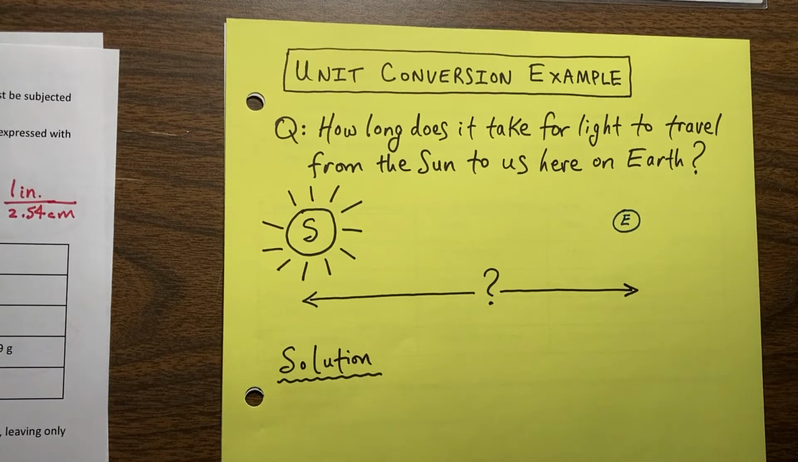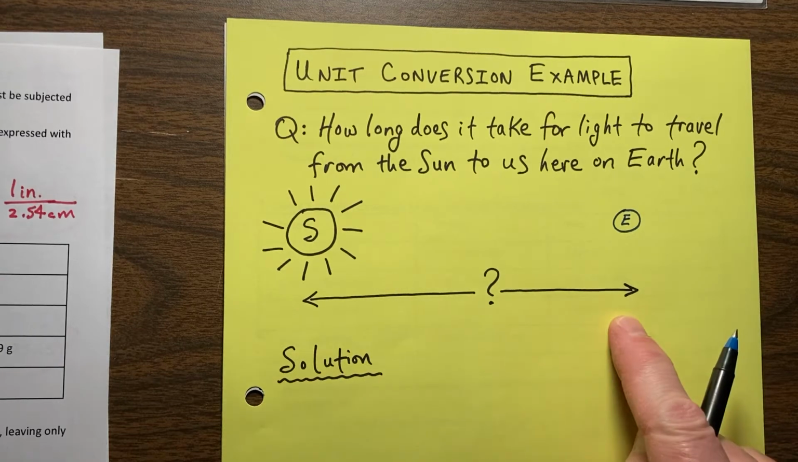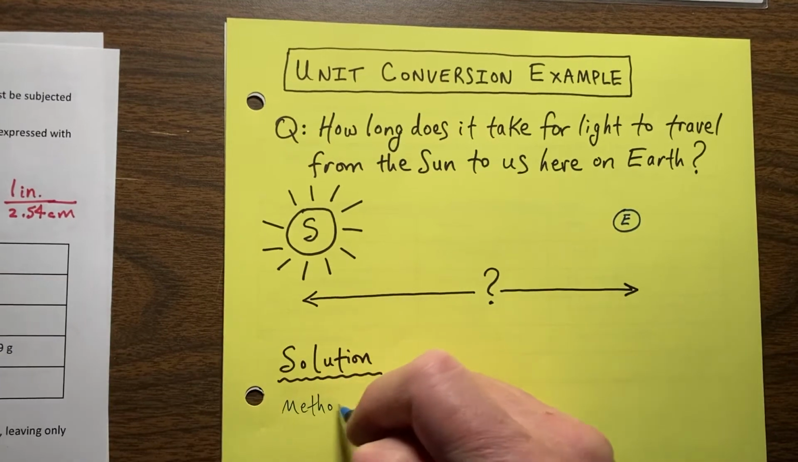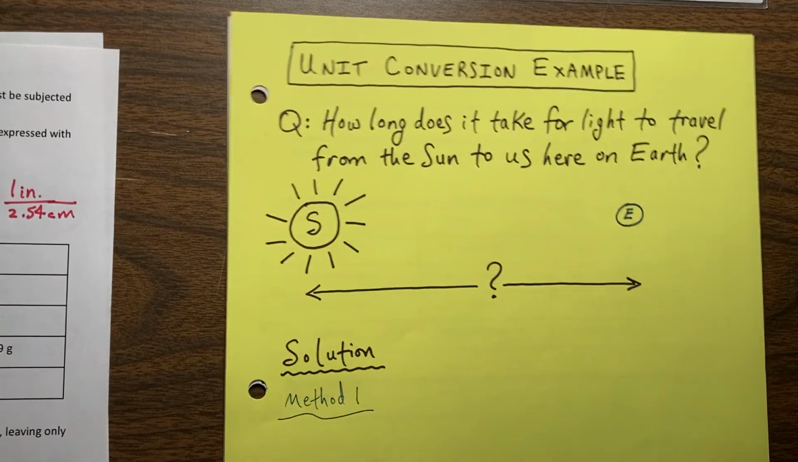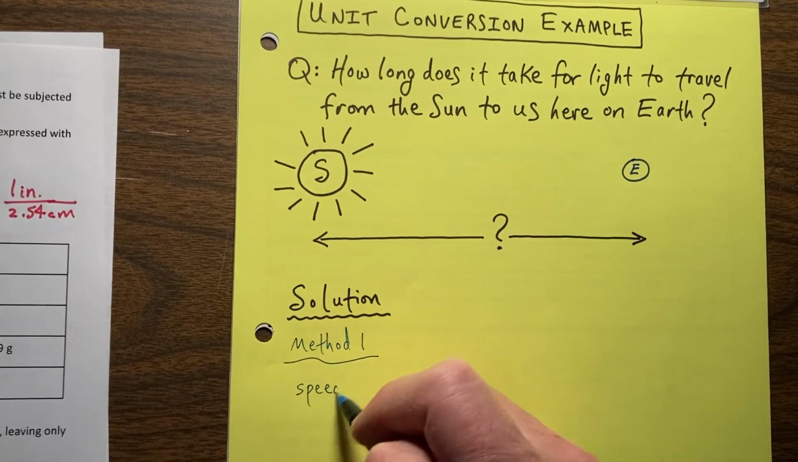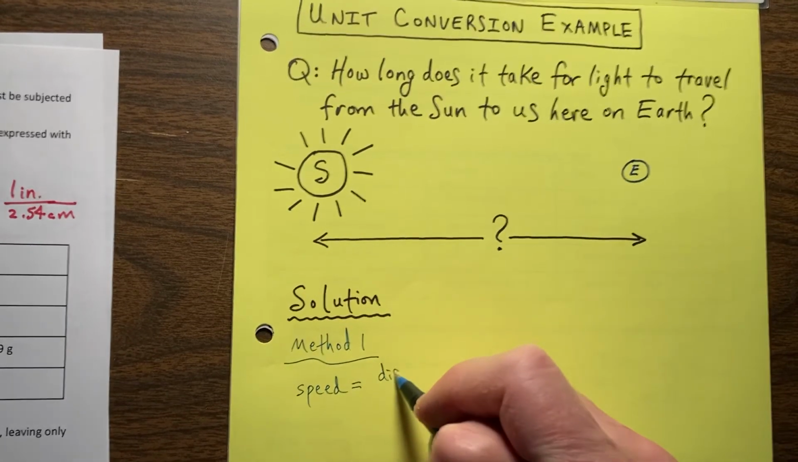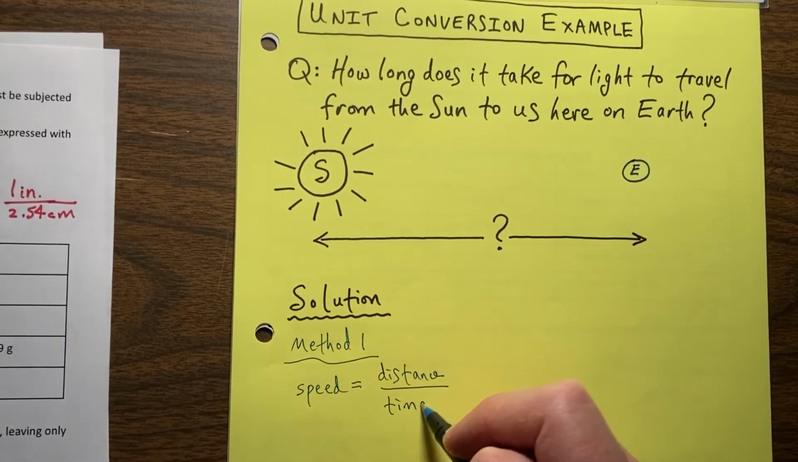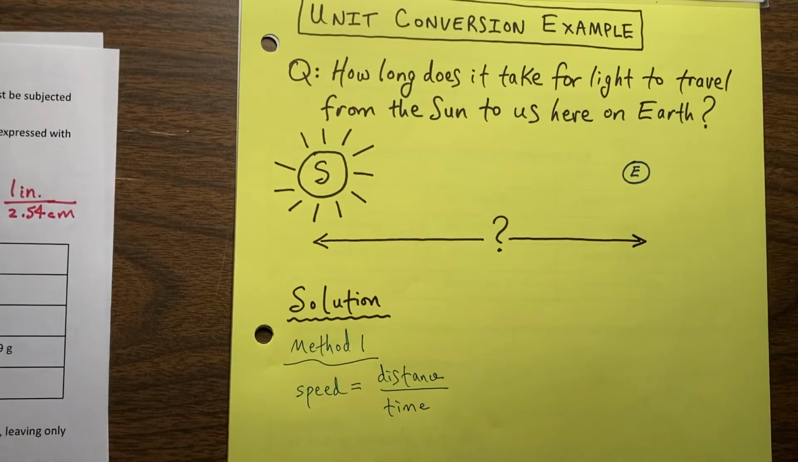Well, this is the power of unit conversion. So there's a couple ways to attack a problem like this. One way to do it would be to understand that this is a speed problem. So let's just try method 1 here. Method 1 would say the speed of light is equal to the distance over the time it takes. That's just a basic definition of speed.